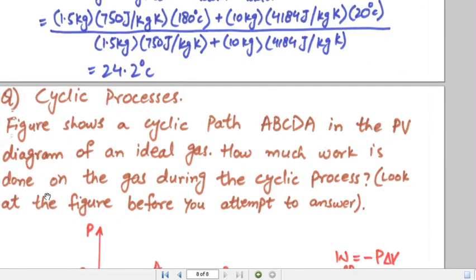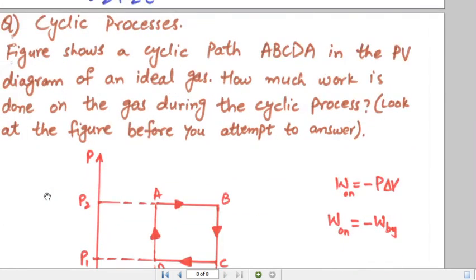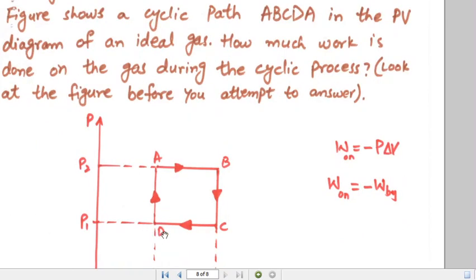Now let's discuss this final problem about the cyclic process, in which you are asked to find the total work done in this thermodynamic process. This figure shows a cyclic path A, B, C, D, A in the PV diagram of an ideal gas. You are asked to find how much work is done on the gas during this cyclic process.